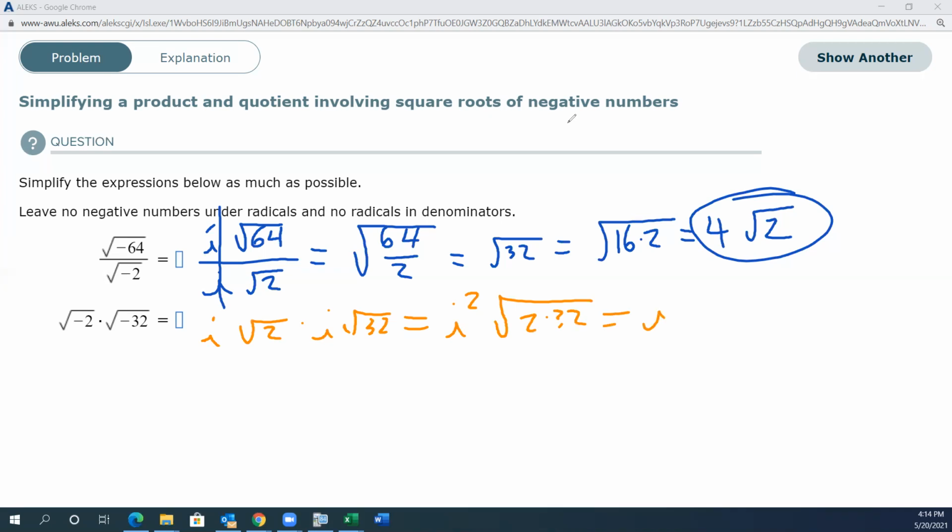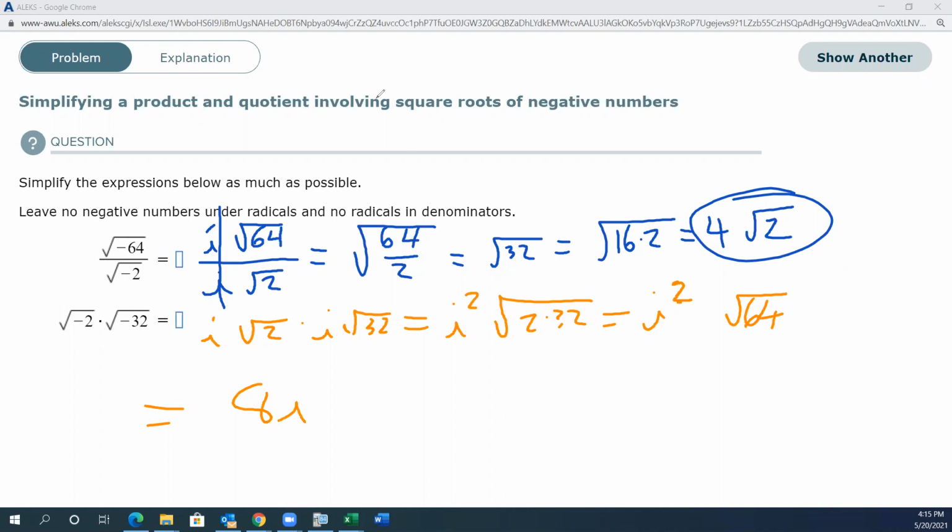All right, so that gives me i squared times the square root of 64. Wait a minute. Let's see, the square root of 64 is 8.